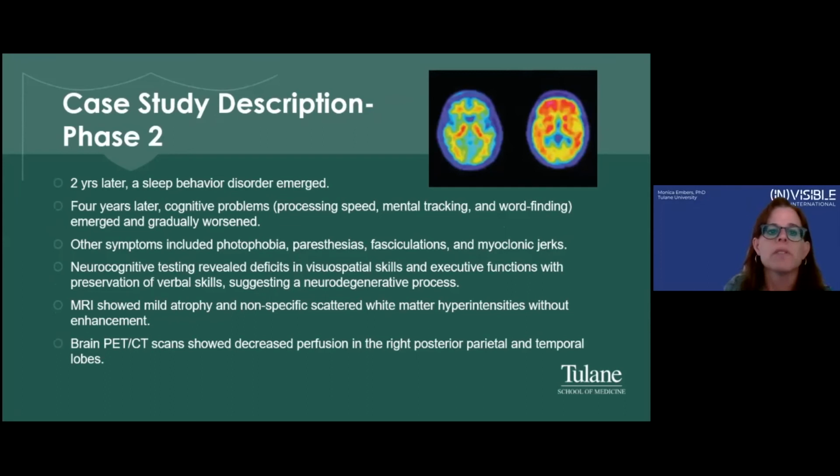Other symptoms, including photophobia, paresthesias, fasciculations, and myoclonic jerks, were present. She had neurocognitive testing, which revealed deficits in visuospatial skills and executive functions with preservation of verbal skills, suggesting a neurodegenerative process. Her MRI showed mild atrophy and non-specific scattered white matter hyperintensities without enhancement. Her brain PET-CT scan showed decreased perfusion in the right posterior parietal and temporal lobes.